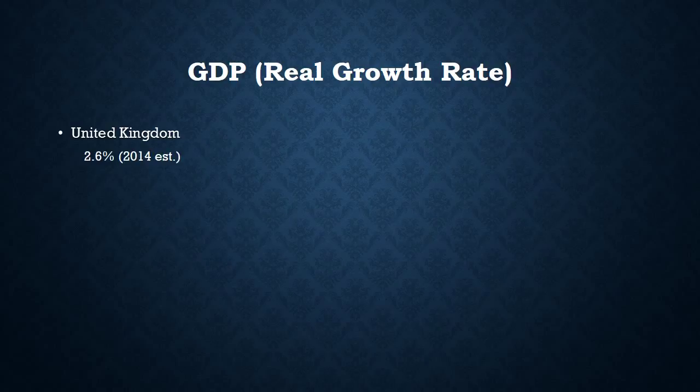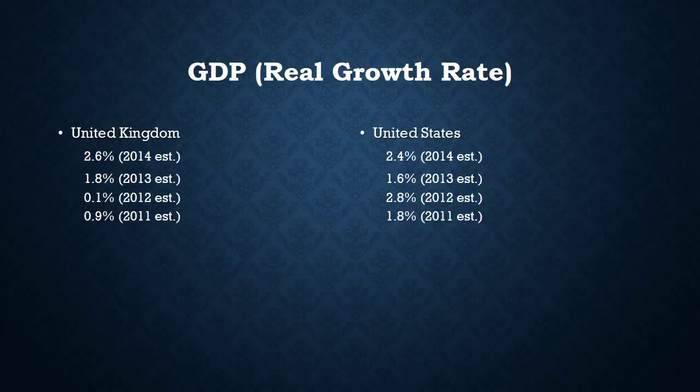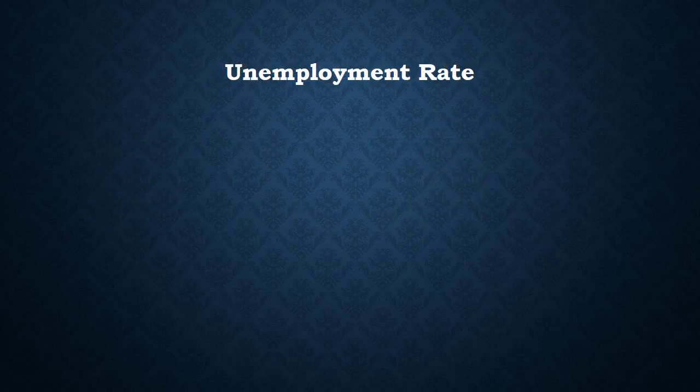For the GDP real growth rate in 2011, the UK has a growth rate of 0.9% while the US had 1.8%. In the following year, the UK only had 0.1% and diminished by 0.8%, while the US increased to 2.8%, or more than 1% of growth rate. Therefore, the United States also wins this match.